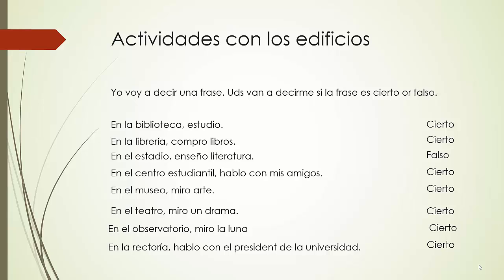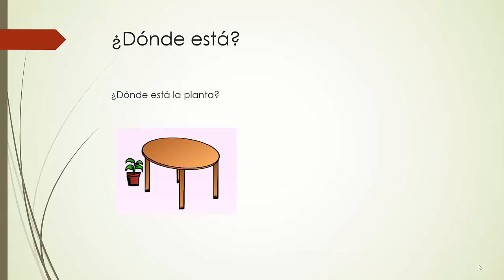Okay, let's go on to talking about the relationships of where things are. ¿Dónde está? So we're going to review those things where we say to the left of, to the right of, next to, in front of, behind, stuff like that. So, ¿dónde está la planta? ¿Está a la derecha de la mesa? ¿Cierto o falso? Falso. That plant is to the left of the table, not to the right. A la derecha, to the right. Nope, it's to the left.